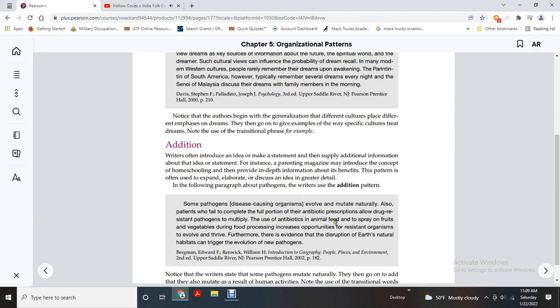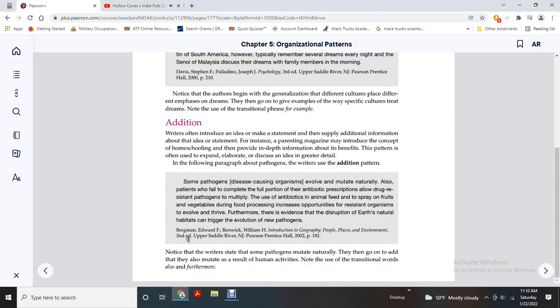The use of antibiotics in animal feed and to spray fruits and vegetables during food processing increases the opportunity for resistant organisms to evolve. Furthermore, there is evidence that the disruption of the Earth's natural habitat triggers the evolution of new pathogens. The transition words are some, also, and furthermore. Note that the writer states that some pathogens mutate naturally, then adds the mutations resulting from human activity. Note the use of the transition words also and furthermore.